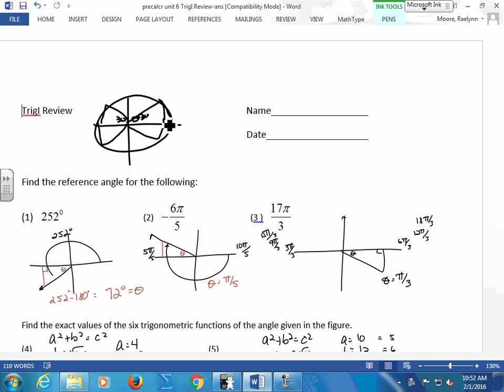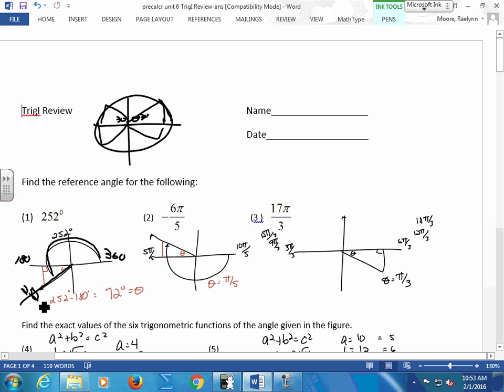Now, if we ask where 252 is, and label this, if this helps you. It's past 180, but it's not quite up to 270. So it terminates here. Here's our angle, open in standard position, terminal side. If this is 252, how far from 180 am I? That's my reference angle. 252 minus 180.